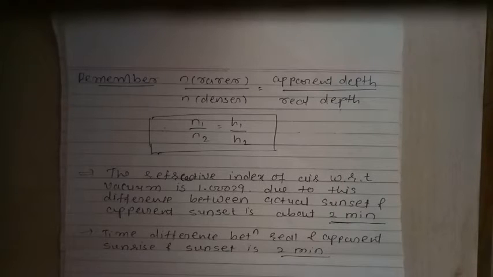So the sun is visible a little before the actual sunrise until a little after the actual sunset. This is due to refraction, right? So due to refraction, the sun is visible a little before the actual sunrise and until a little after the actual sunset, right? You have to remember the time difference, which is 2 minutes, right?